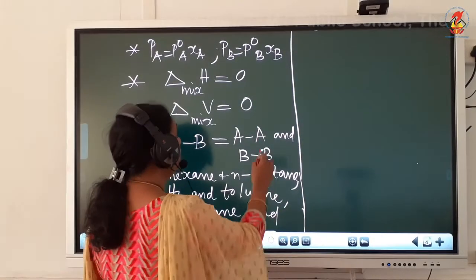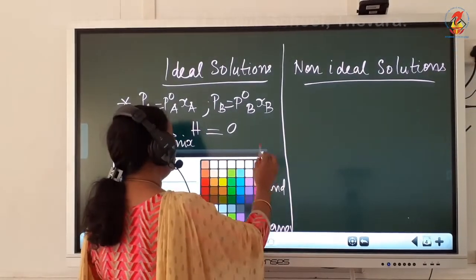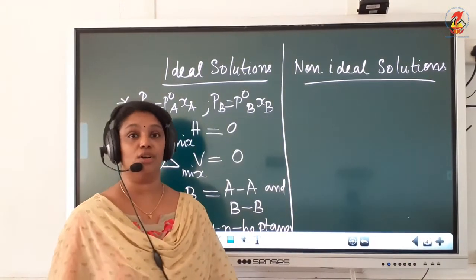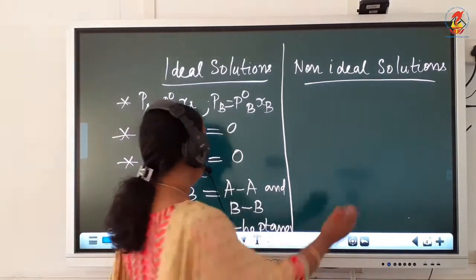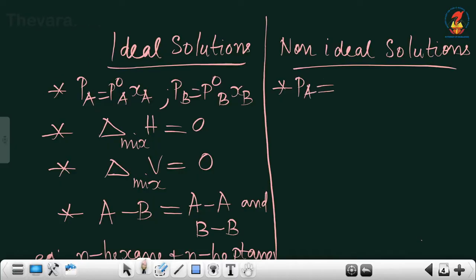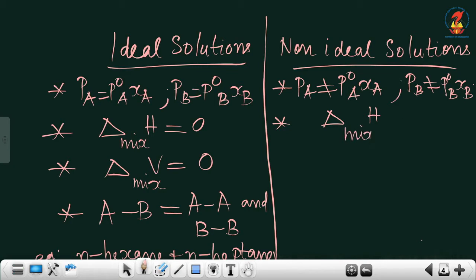Now let's see what a non-ideal solution is. Non-ideal solutions do not obey Raoult's law over the entire range of concentration. That means PA is not equal to P naught A into XA and PB is not equal to P naught B into XB. Now, their enthalpy of mixing is not equal to 0, which means there will be a change in temperature on mixing the components of a non-ideal solution.